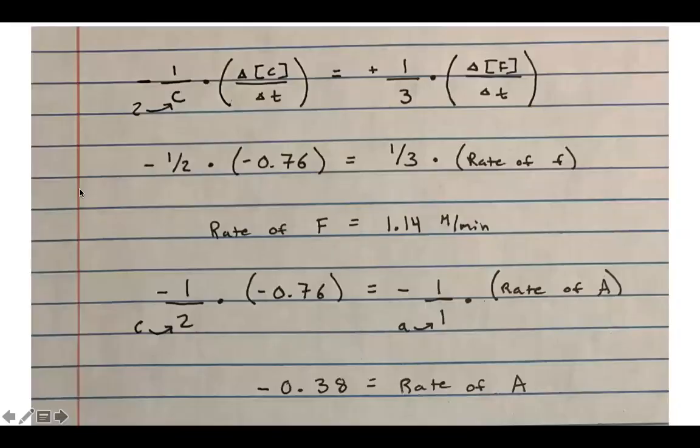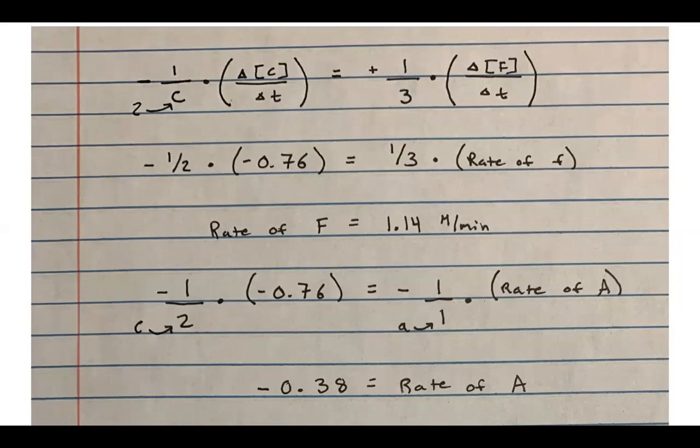I'm going to do the exact same thing for F and A. Again, 1 over my coefficient in front of C, which was 2, and I'm going to put the negative sign here because it was a reactant, multiplied by my rate of C is equal to positive, because F is a product, 1 over the coefficient of F. In the balanced equation, the coefficient was 3, times the rate of F. When I solve for it, I find that F forms at 1.14 molar per minute.